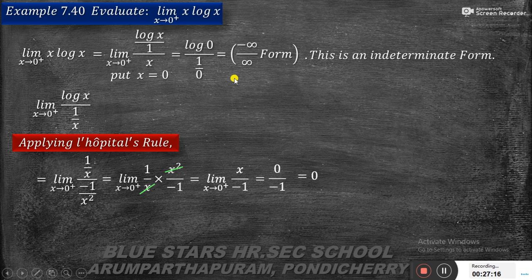So we apply L'Hopital's rule. This is an indeterminate form, so applying L'Hopital's rule. Now I write the given limit. This is the given limit: limit x tends to 0 plus, log x by 1 by x.